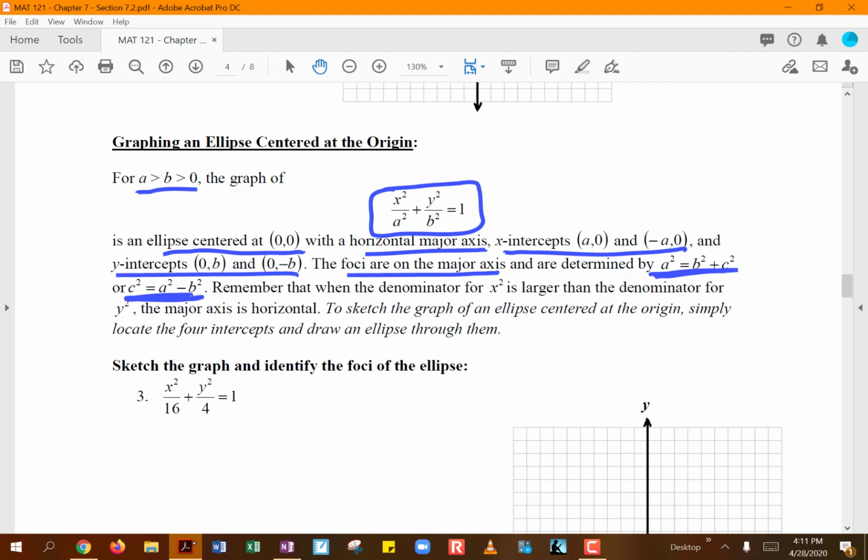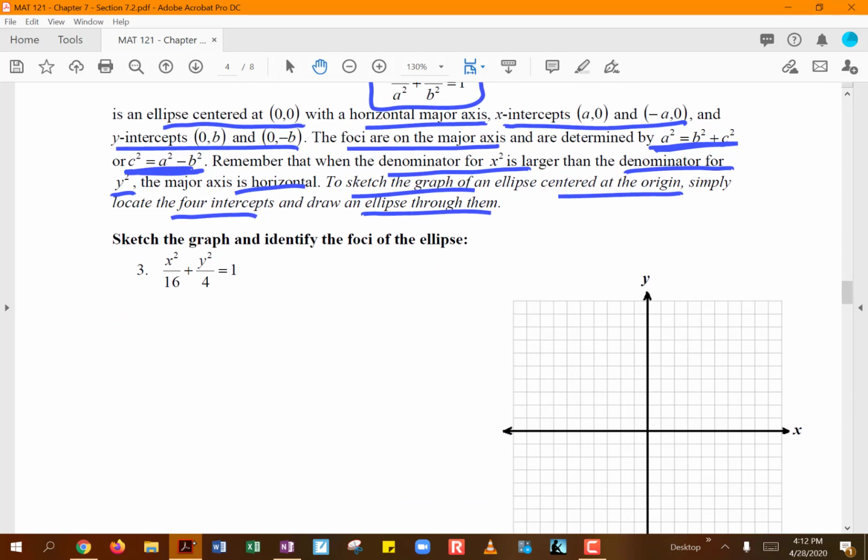Now just keep in mind, since this is an ellipse with a horizontal major axis, that means that your larger denominator is going to be under x squared, okay? And the smaller denominator will be under y squared. And then they're basically saying to sketch the graph of your ellipse centered at the origin, locate the 4 intercepts, and you basically can draw your ellipse through those 4 intercepts. So let's go ahead and take a look at example 3 over here.